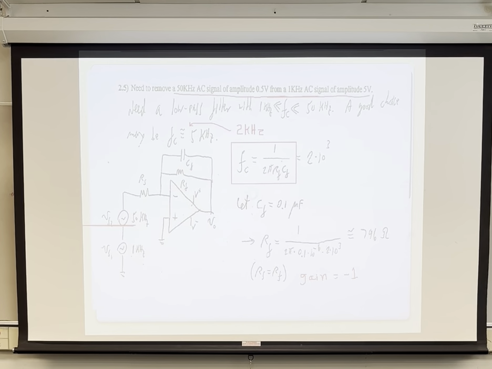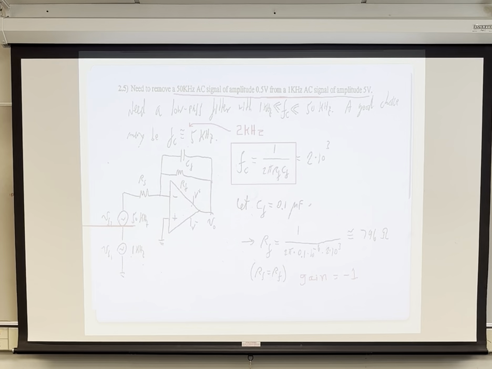So what is the cutoff they picked here? 2 kilohertz. It's kind of an error on the slide, it says 5. So 2 kilohertz is close to 1 kilohertz. It's also far away from 50 kilohertz. So picking that, and pick a capacitor. This one is 0.1 microfarad. Solve for the resistor, 796 ohms, and then set RS equal to RF. The gain is equal to minus 1. And the design here is complete.